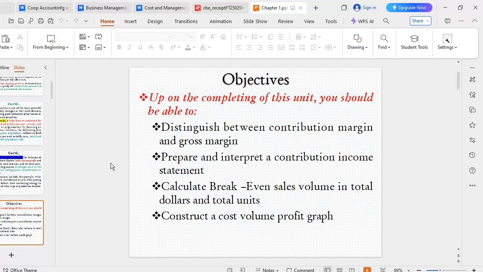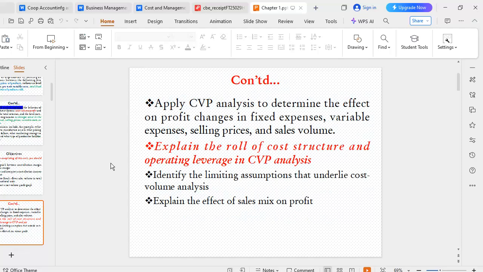In this chapter, we should know the contribution margin and the gross margin. We should differentiate between contribution margin and the gross margin. It seems like the same, but they are different. Prepare and interpret a contribution income statement. We should calculate break-even sales volume in total dollars and also in units. We should construct a cost volume profit graph. We will also see the methods of CVP analysis generally.